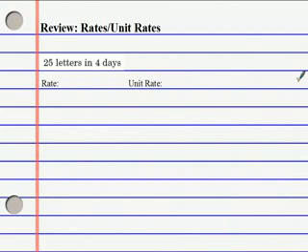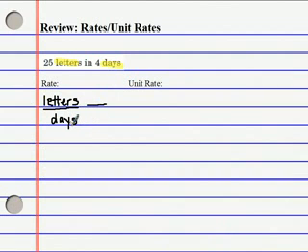Suppose we came into a problem like this. Somebody was busy and they wrote 25 letters in 4 days. To write a rate, the first thing we're going to need to do is identify our labels. What is it that's being compared? Well, in our problem, we're comparing letters to the number of days. We all know we need to write our labels first, and since letters comes first in the question, we're going to use that on top and compare letters, the number of letters, to the number of days it took to write those letters.